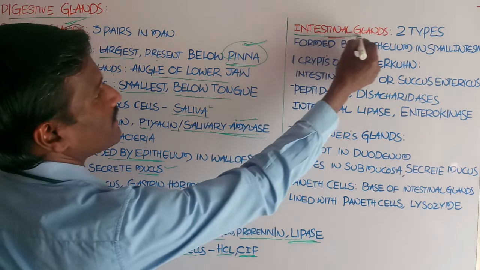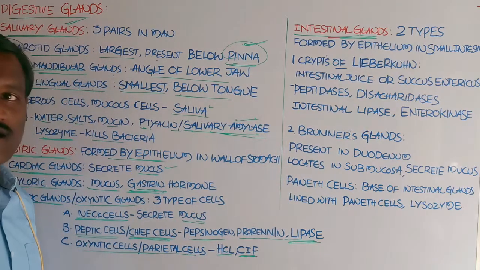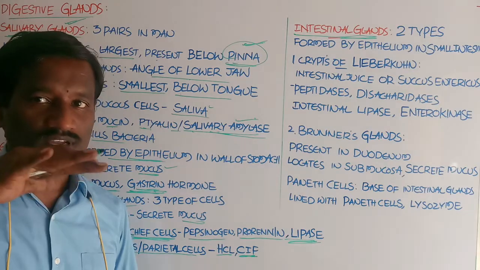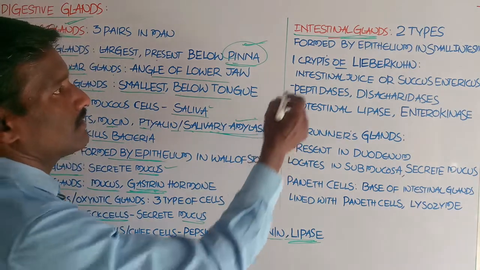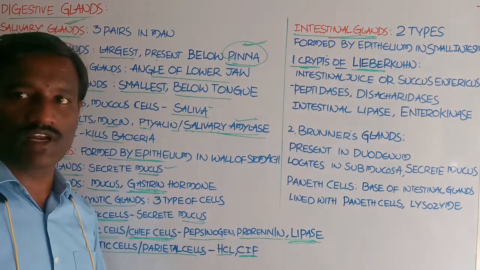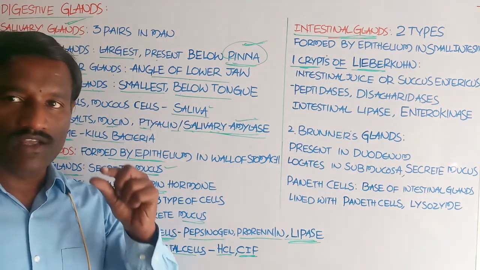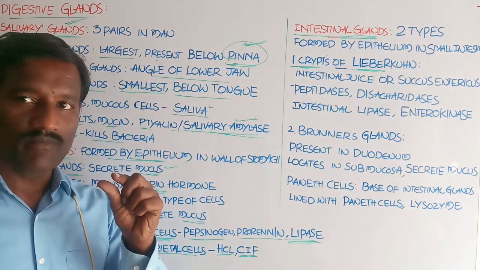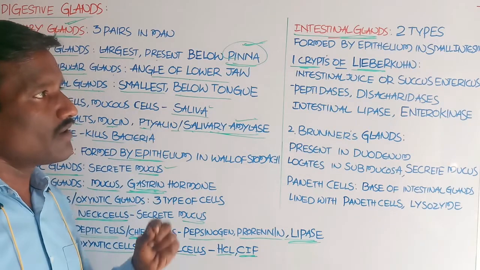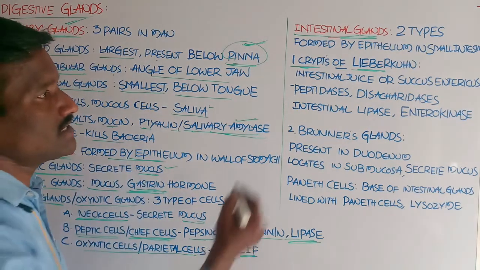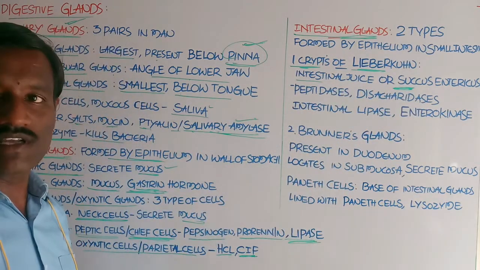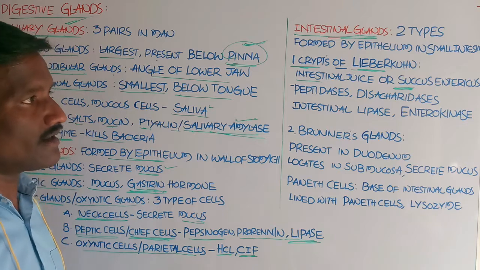Next, another one is the intestinal glands. Intestinal glands are of two types. These are also formed by epithelium in the small intestine. First one is the crypts of Lieberkuhn. Already you know about the villi. Between the bases of the villi there are crypts of Lieberkuhn. Crypts of Lieberkuhn secrete intestinal juice, also called succus entericus.